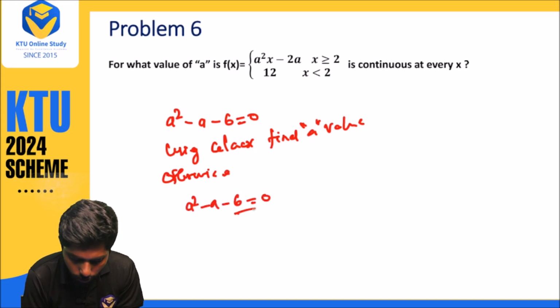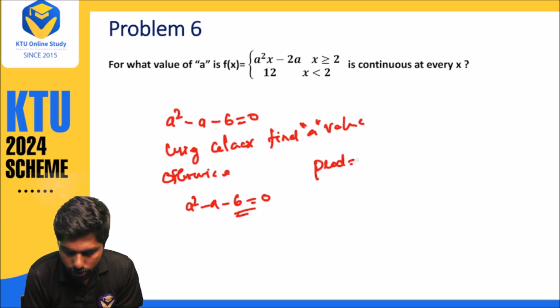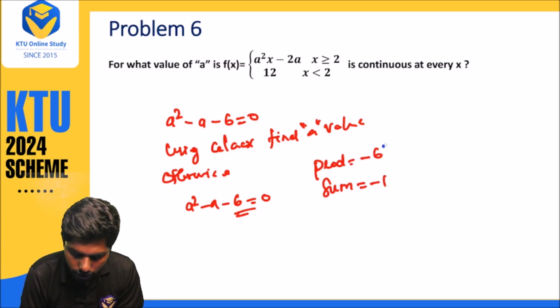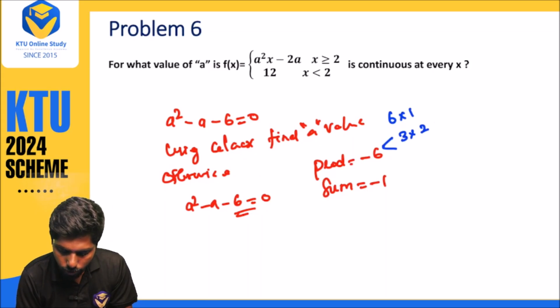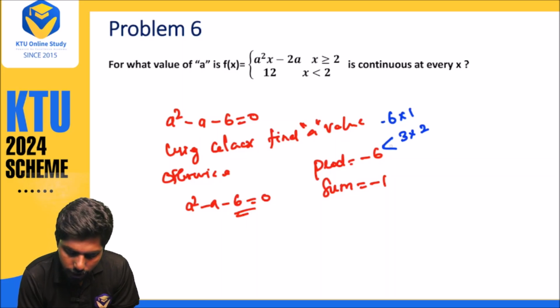What is the product? Product is nothing but minus 6. What is the sum? Sum is equal to minus 1. What are the products that will be coming? 6 into 1, and we also know 3 into 2. If you put a minus or plus symbol, it will become either 7 or 5.